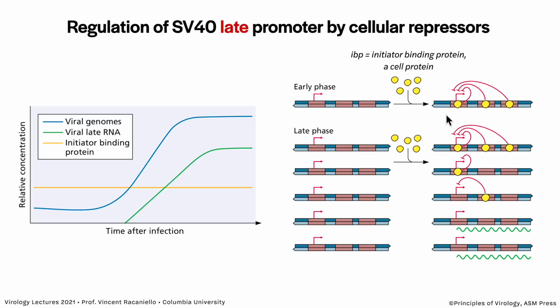So the question is, the late promoter is inactive by virtue of a host cell protein in addition to LT. Yes, so the late promoter is bound by this IBP, so it's not active, and it won't become active until large T induces enough DNA replication. So you need both large T and getting rid of IBP to activate the late promoter.